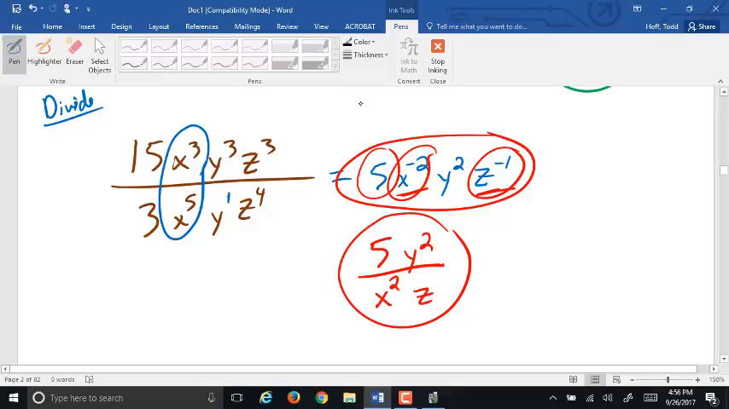Any questions? Yes. How do you determine... The one, very good. The number goes on the top. Then any of them that have positive exponents go on top. Let's do another example.